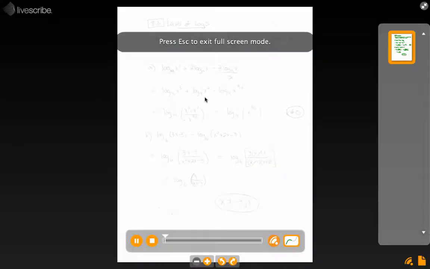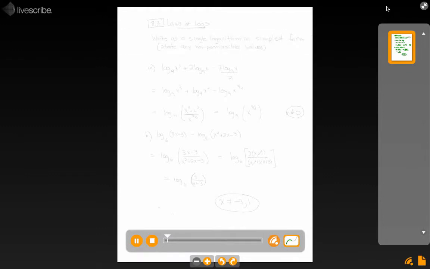This example comes out of section 8.3, Laws of Logarithms. We're asked to write as a single logarithm in simplest form and state any non-permissible values. And we're given this expression: log base 9 of x cubed plus 2 times log base 9 of x minus 7 log base 9 of x over 2.